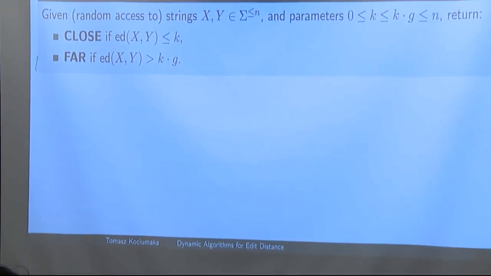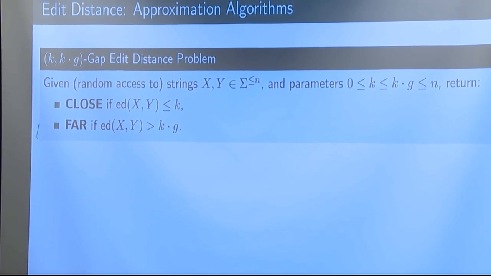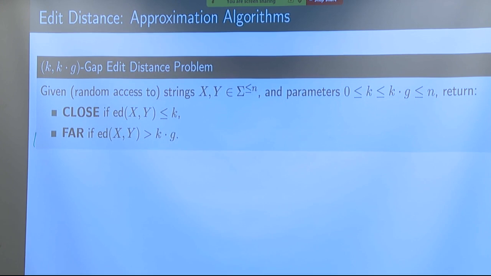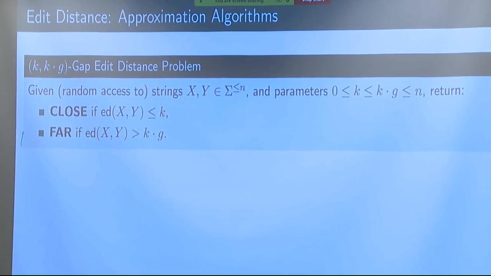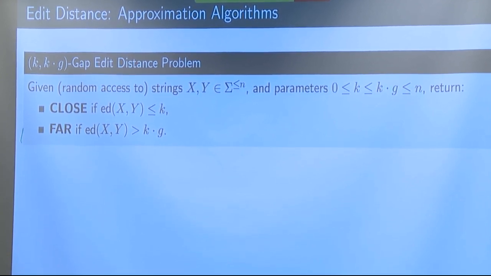So you already know what it means to compute the distance. For the approximate version of this problem, we typically want to think of it as a gap problem. So we have two parameters, two thresholds, which I'm denoting by k and k times g. If the distance is below the lower threshold, we need to say close. If it's above the larger threshold, we need to say that the strings are far apart from each other. If the distance falls anywhere between k and k times g, both far and close are considered correct answers.